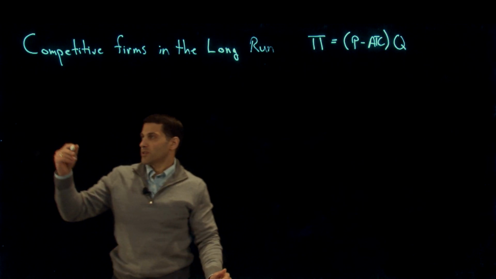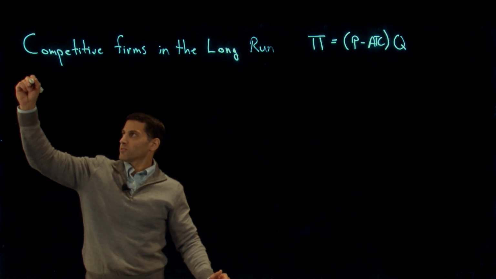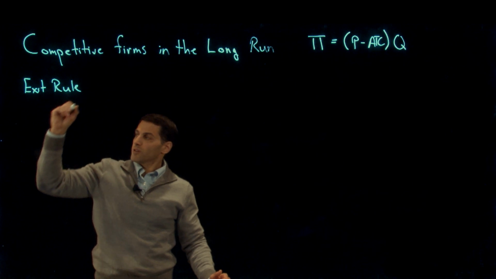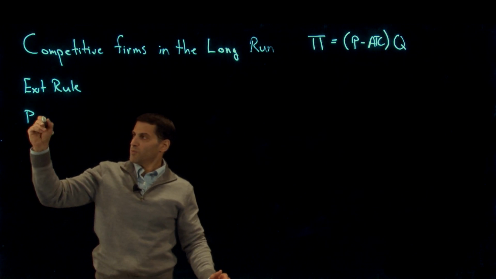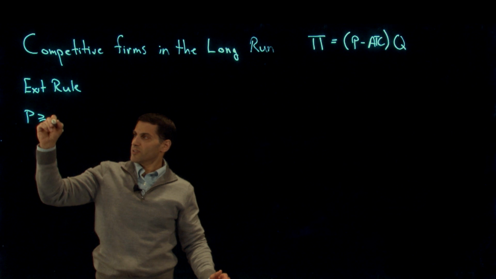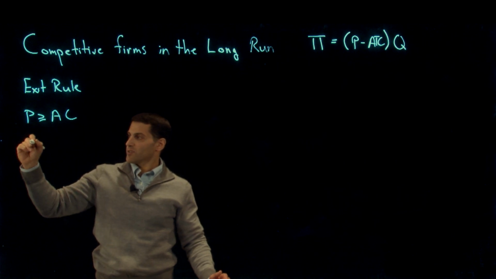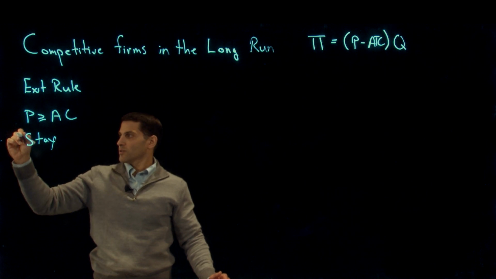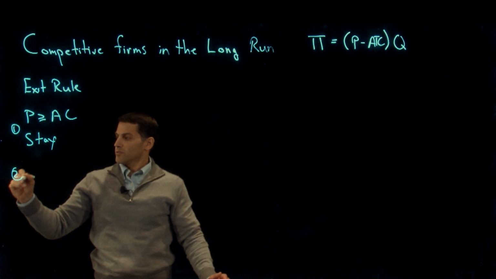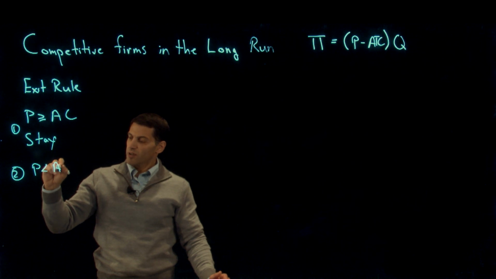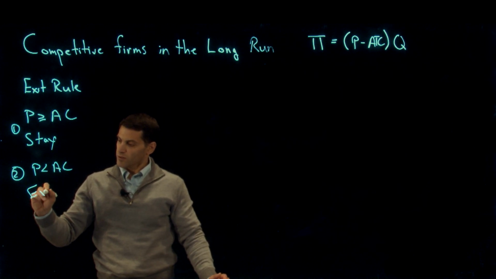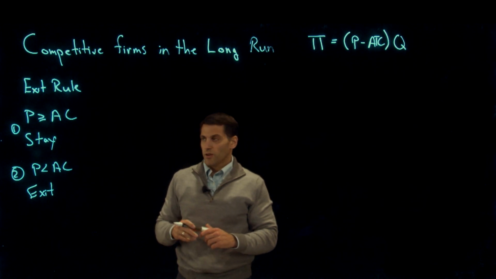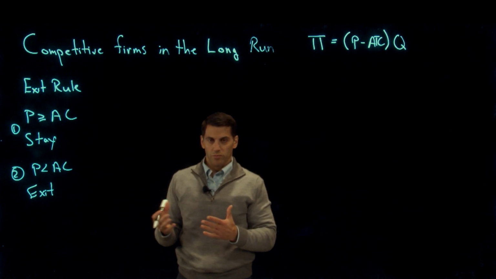So the exit rule for the firm depends on whether the price is at least as high as average cost, in which case the firm is going to stay. But if price is less than average cost, the firm should exit the industry. And so let's illustrate what this might look like.